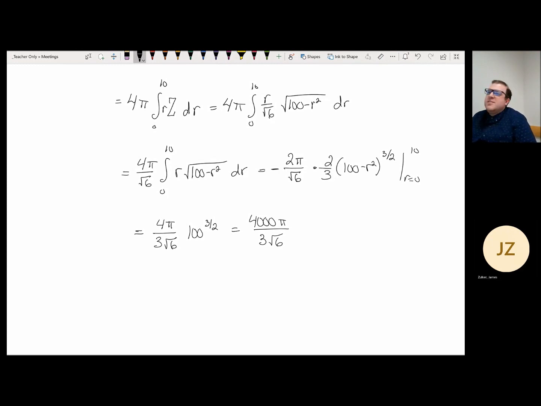Right? Or if you don't like square roots in the denominator, you can go ahead and rationalize that. The 4,000 root 6 pi all over 18. 4,000 over 18 will simplify. I don't know what it will simplify to. 2,000 over 9. I think that's as far as it's going to simplify. So it'll be 2,000 pi times root 6 all over 9. Both answers are fine. Fully equivalent.